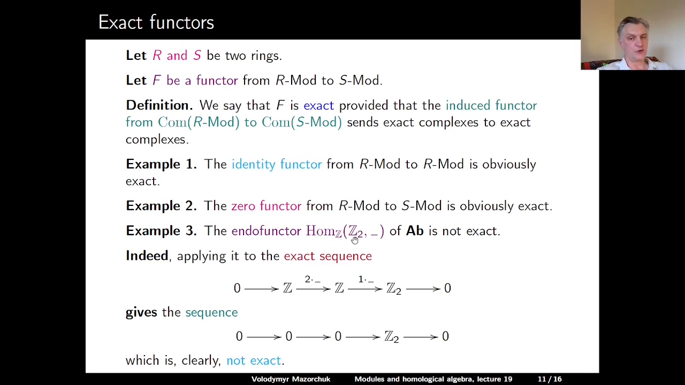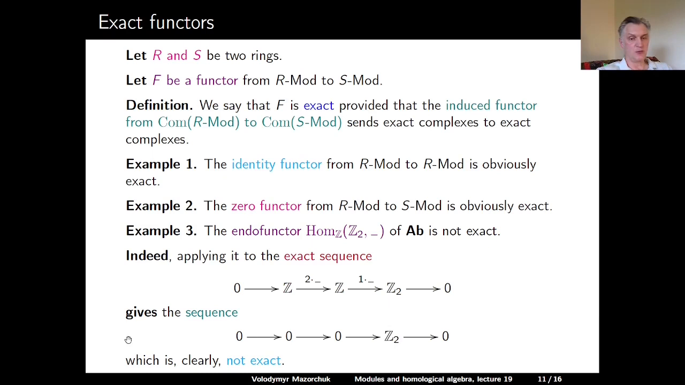If we apply hom from Z sub 2 to it, then we will have the following sequence. So there are no homs from Z sub 2 to Z, so it's only the 0 hom. Similarly here, only the 0 hom, but there are 2 homs from Z sub 2 to itself. So we will have Z sub 2 here at this position.